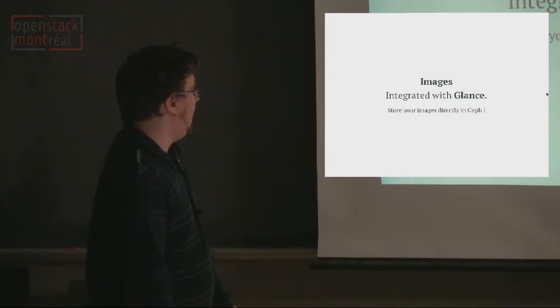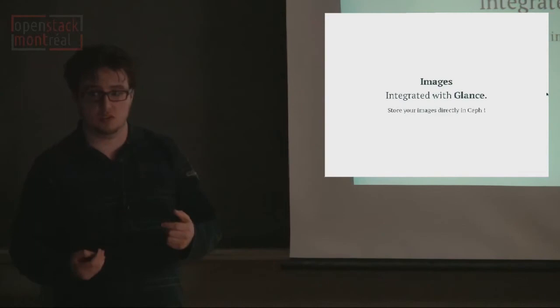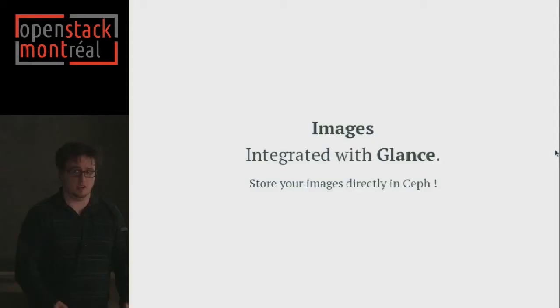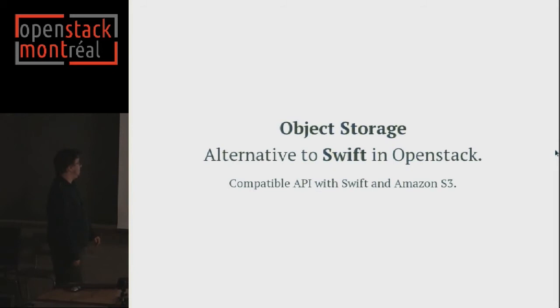Images. It's integrated with Glance. In OpenStack, Glance is a project that allows you to upload your images, such as QCow or QEMU images. And Glance natively is able to talk with Ceph and store and retrieve images from there. Object storage. It's an alternative to Swift in OpenStack. It works. I've tried it. And it's API compatible with Swift and Amazon S3.